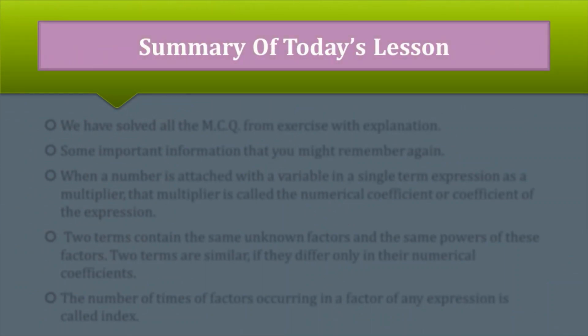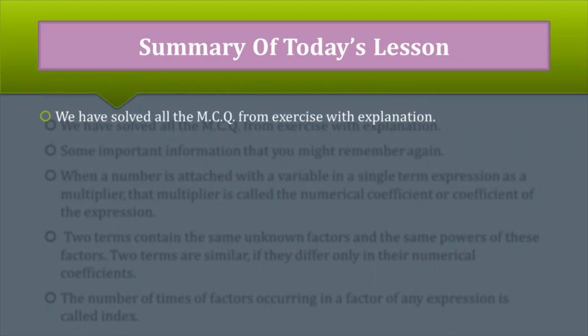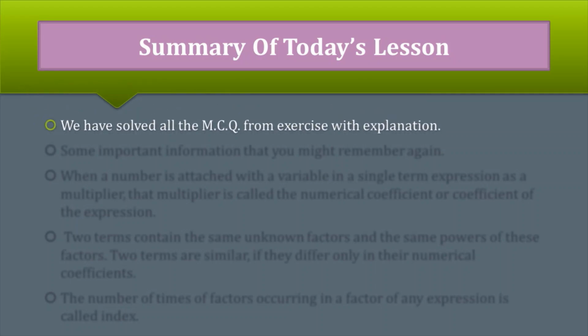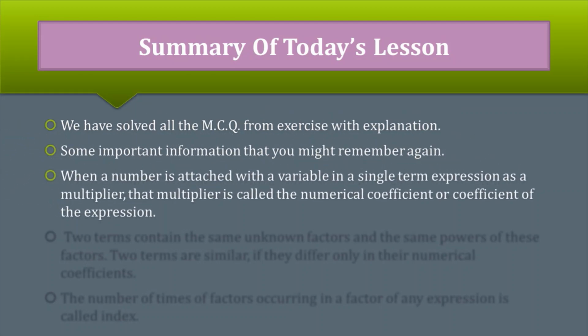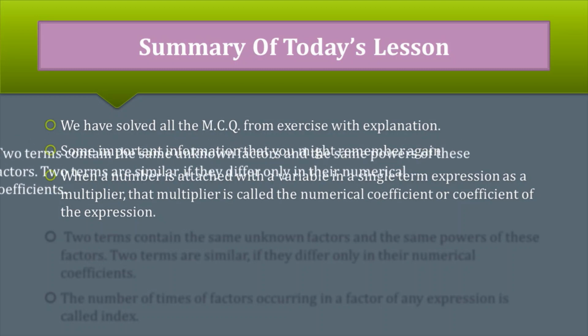Now, summary of today's lesson. We have solved all the MCQs from the exercise with explanation. Some important information that you might remember again. When a number is attached with a variable in a single term expression as a multiplier, the multiplier is called the numerical coefficient or coefficient of the expression.